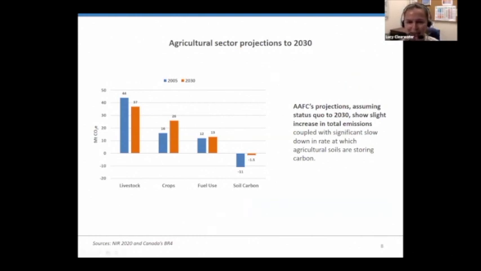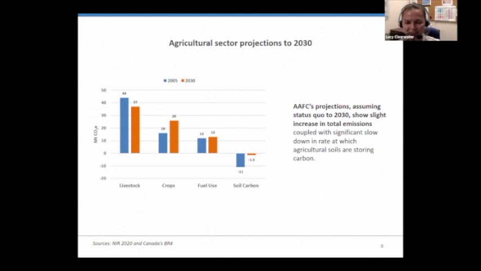The decline in the rate of carbon removal in agricultural soils is projected to continue. So by 2030, it's estimated that these agricultural soils, based on the status quo continuing, would store approximately just 1.5 megatons of carbon dioxide a year. So this sharp slowdown in the sequestration rate is a function of a few things.